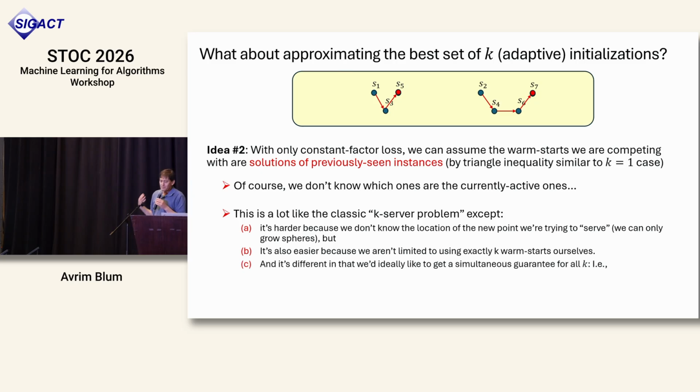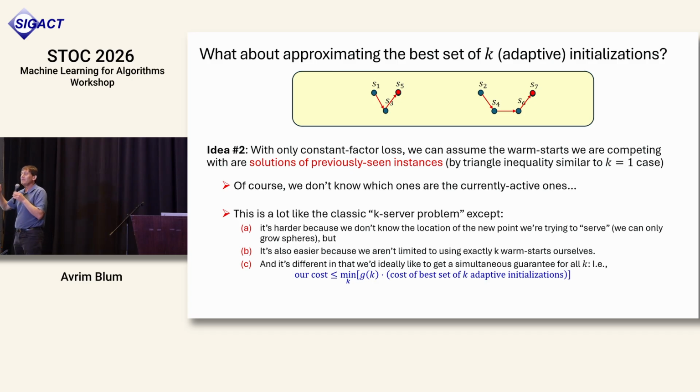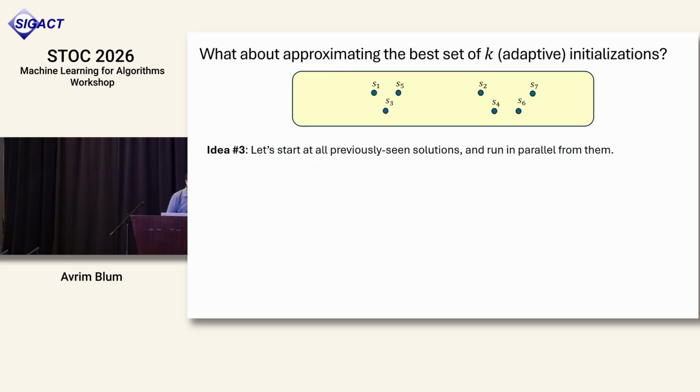And also a little different because ideally we'd like to get a simultaneous guarantee for all k. What I really want is a guarantee that says our cost, because we don't know the sequences we're going to see, is it easy? Is it hard? We'd like to do nearly as well as the best out of all values of k of some function of k times the cost of the best set of k adaptive initializations. So, if it's the kind where they just move around a little bit like this and k equals 1 is good, then we want to use k equals 1. If they kind of bounce, then maybe k equals 2 or k equals 3. We want to do nearly as well as the best of these with an algorithm that doesn't have k in advance. Okay, idea 3.